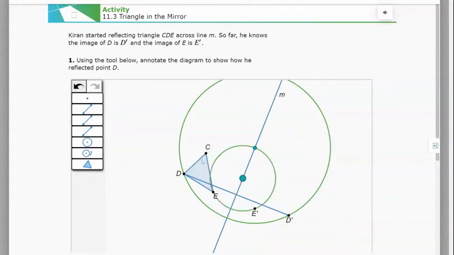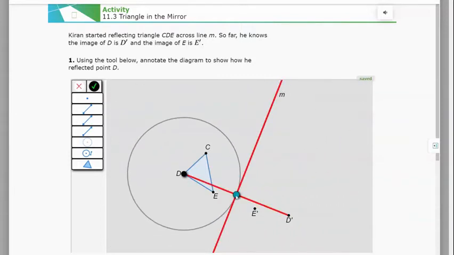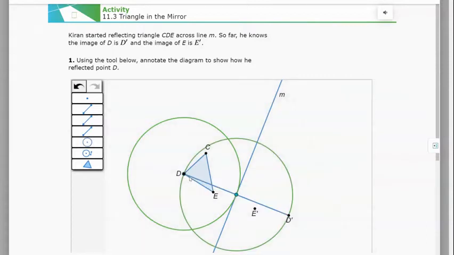I'm trying to figure this out. Where should we put the circles? Okay, so we had from circle D here to the line. What if we do the same size circle here to here? Do you see how I did that?